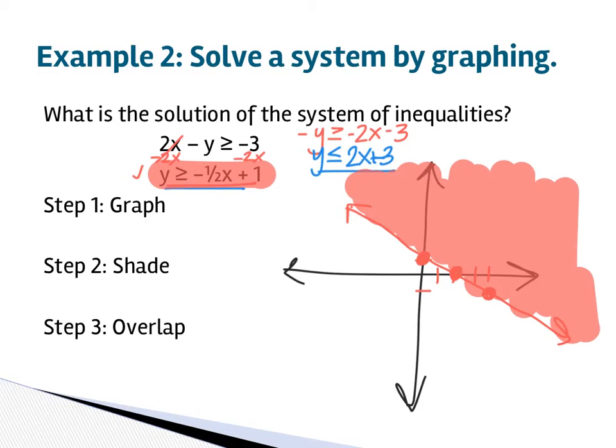So the next thing I'm going to do is graph that blue equation. My slope is 2 and my y-intercept is positive 3. So I'm going to go up 3, put a point, and slope is rise 2, run 1, rise 2, run 1. So I'm going to put my line. This is also a solid line because the sign is or equal to. And then it's a less than symbol, so we're going to shade below the line.